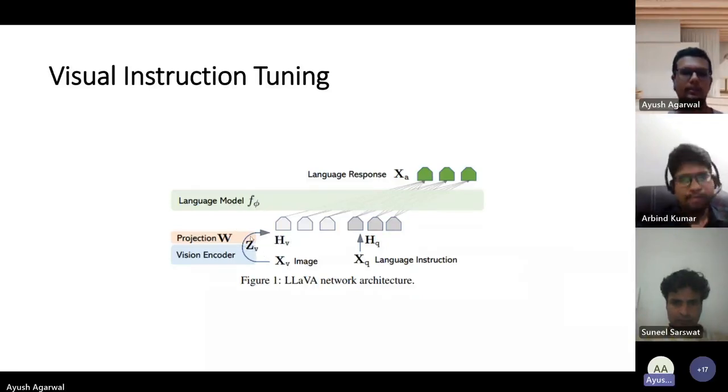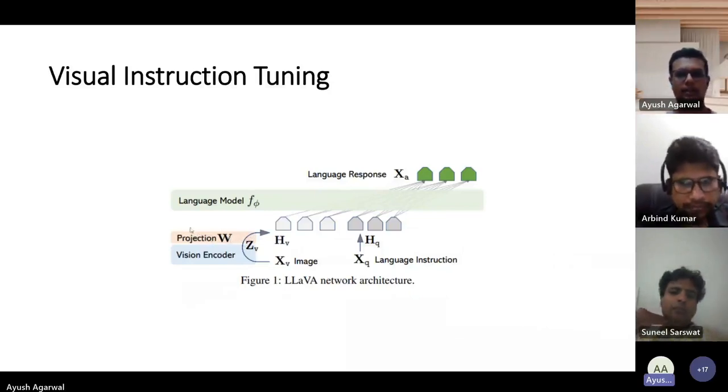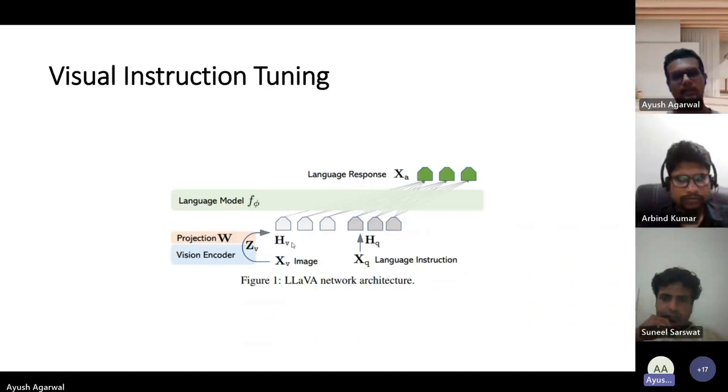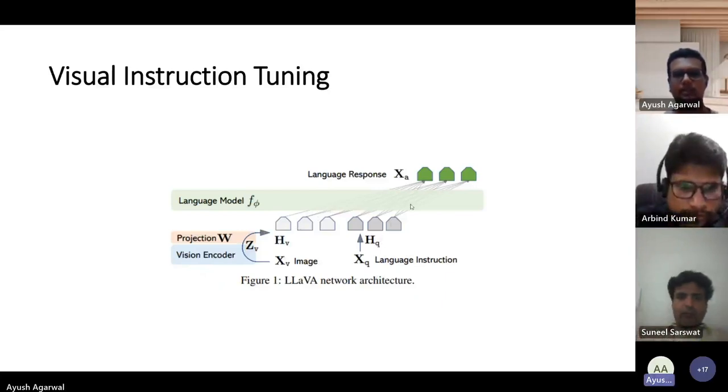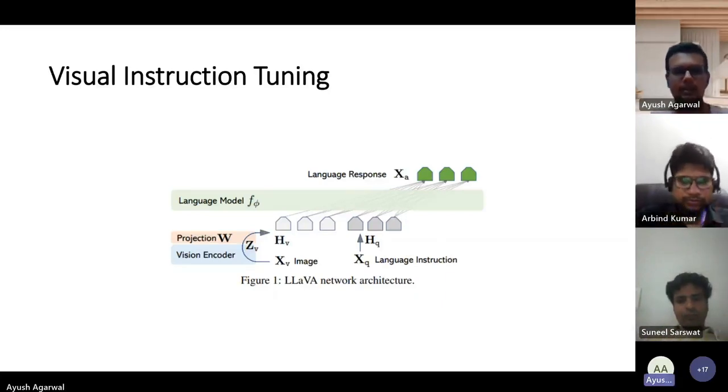So this Zv feature vector is multiplied with a projection W, which is also a learnable matrix. They multiply it with this and get Hv, which is essentially the same dimension as any token for this language model. And then there is a language instruction that is tokenized and passed. So here goes your image and here goes your language instruction. That is essentially how they deal with it. This is a chatting kind of thing, so they try to create something similar to ChatGPT.